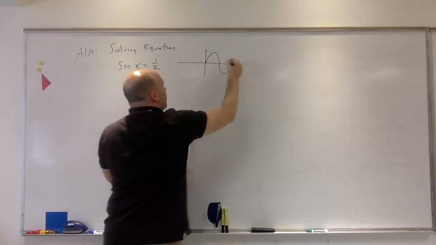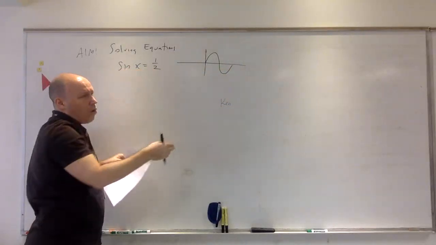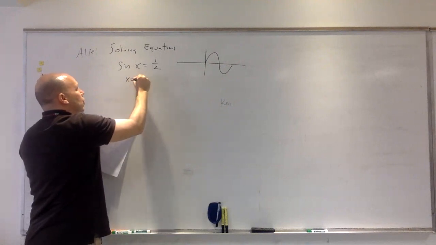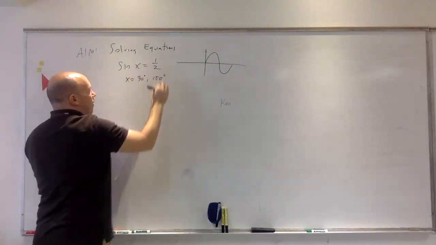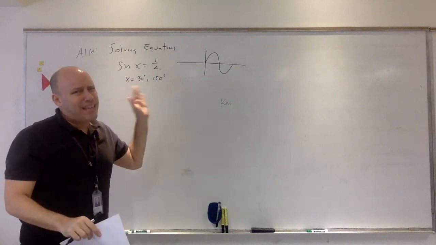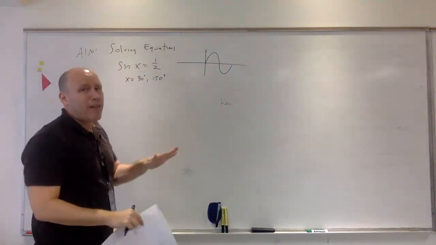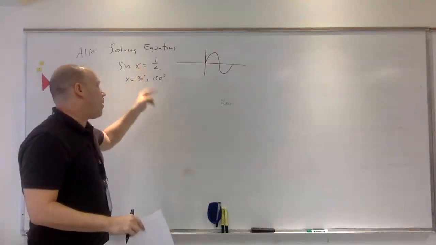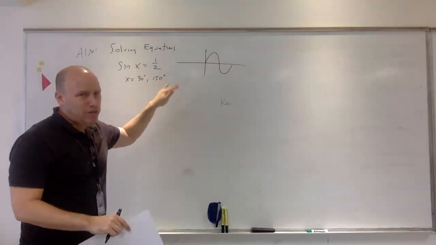You might say, okay, well, I know from memorizing the chart that x is equal to 30 and 150. Know it in radians. I'm being really lazy here. I'm sorry. Just telling you, Mr. Adler, you're being lazy. There's no reason you can't say pi over 6 and 5 pi over 6. I'm going to keep it in degrees to make a point.